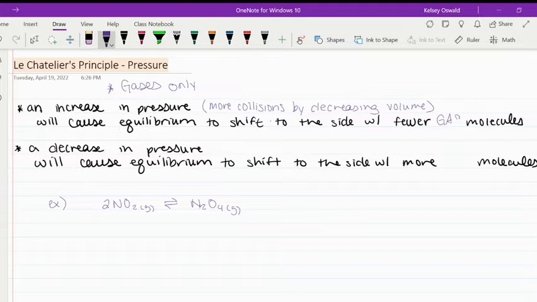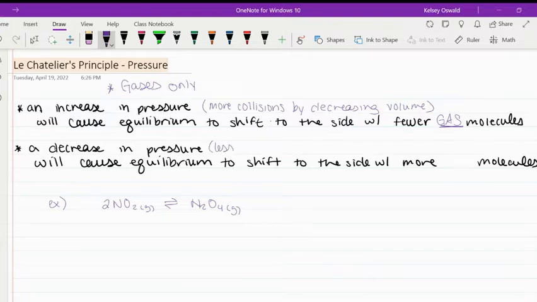And again, we're only looking at gas. The reason for that is because we want to lower the number of collisions that we're having. So if we increase the pressure, we want to undo that increase in collisions. So we're going to move to the side with fewer gas molecules. The other thing we can have is we can cause a decrease in pressure.